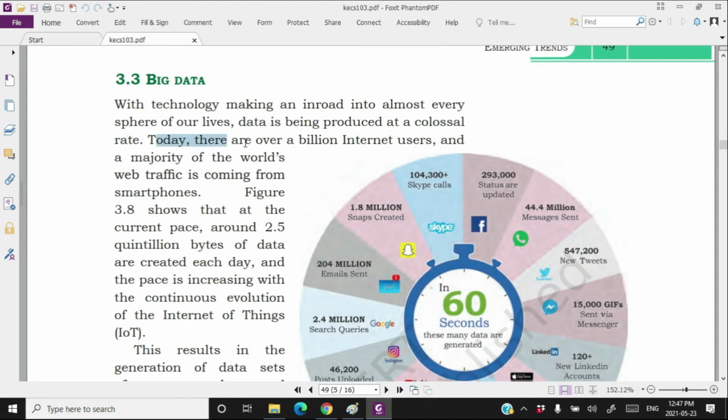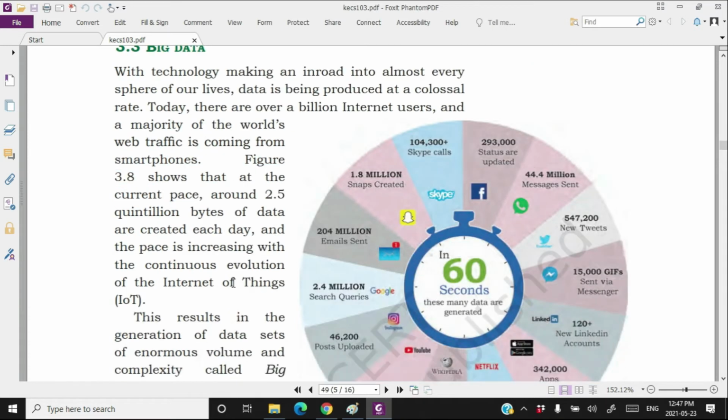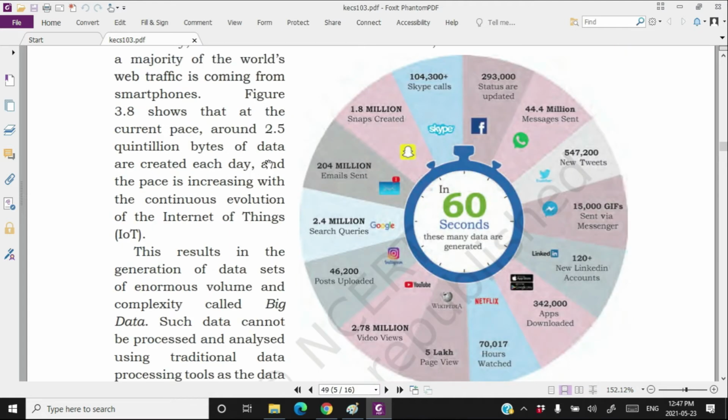So today there are over a billion internet users, and the majority of the world's web traffic is coming from smartphones, because most people don't have a laptop or computer, but everyone has a smartphone. So most of the traffic on the internet is coming from smartphones. They are using tons of data per second. This figure shows the current pace of data being transferred on the internet.